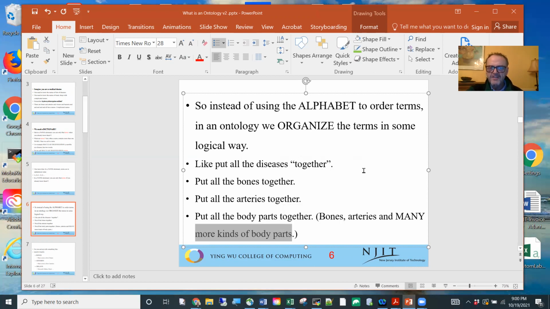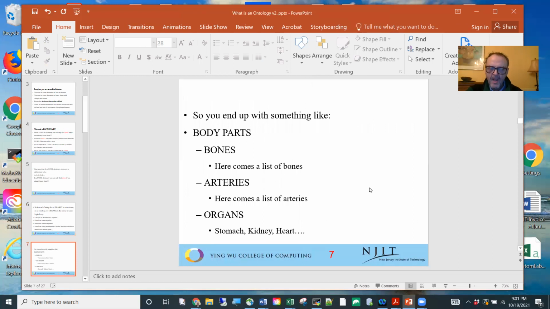Similarly, your diseases, you put them all together, but you organize them in some way. Like you put all lung diseases together and all stomach diseases. Or you can organize them in a different way. You put all diseases that are caused by a virus together and all diseases that are caused by bacteria, put them together. And bones you can organize by location. You put all the bones in the head together and all the bones in the leg together, for example. So you end up with some organization like this.